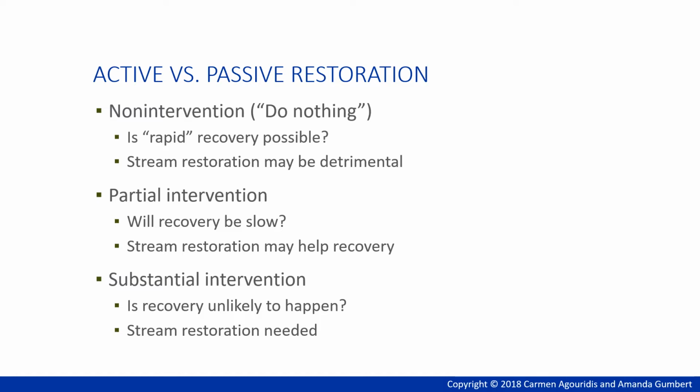For example, a stream may be experiencing more substantial bank erosion in localized areas, with other reaches showing little to no bank erosion. In such cases, we may be interested in a partial intervention strategy whereby we only fix problem areas. Maybe we can use bioengineering techniques or in-stream structures to help the banks heal. Think of this like a broken leg. Recovery can be slow and may require some intervention.